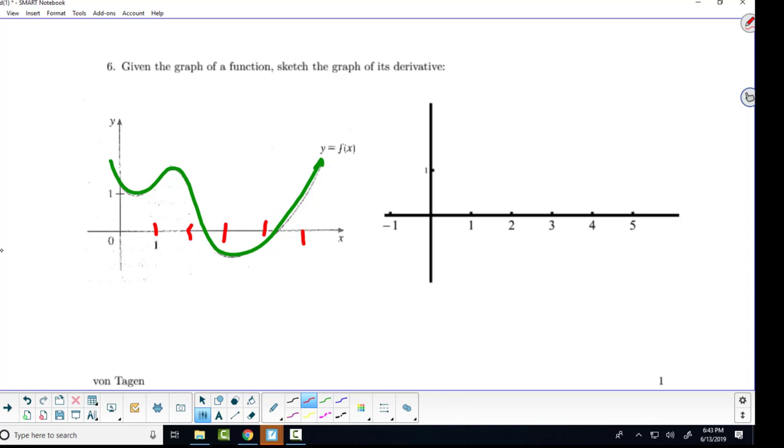So you're going to sketch a brand new graph here, right? Now what does this graph tell you? At each x value, it should tell you the slope of the tangent line. Okay? I'll do one with you.